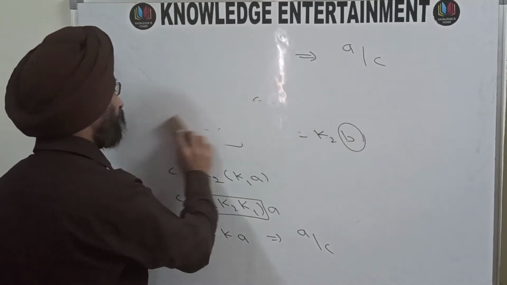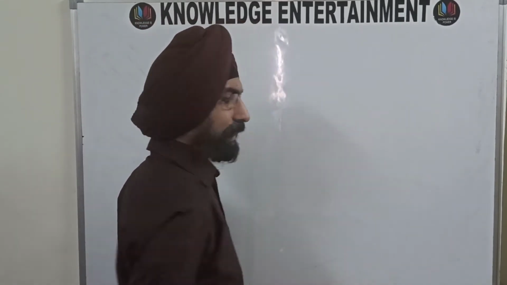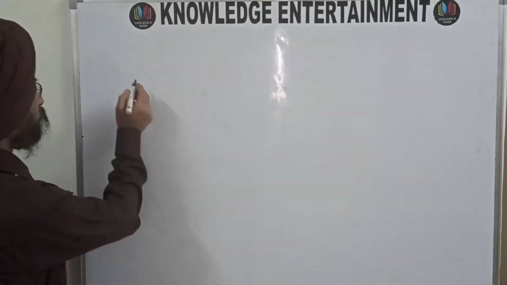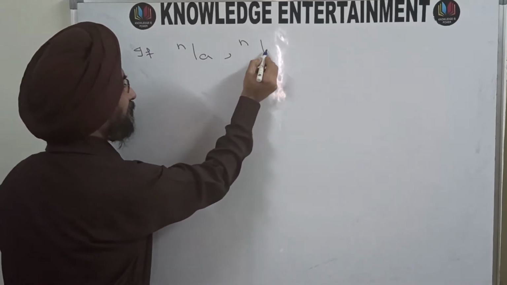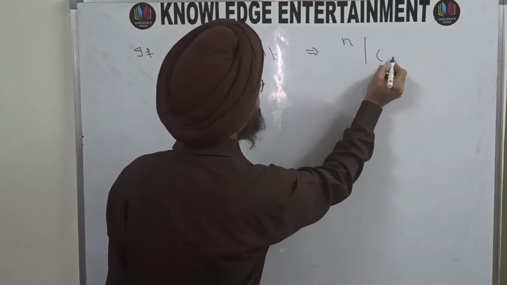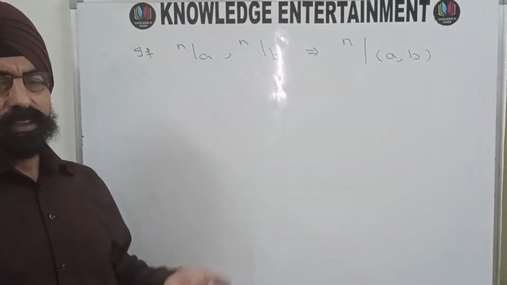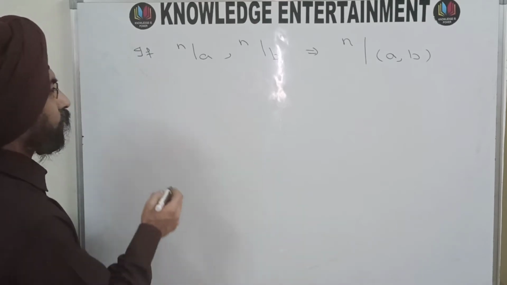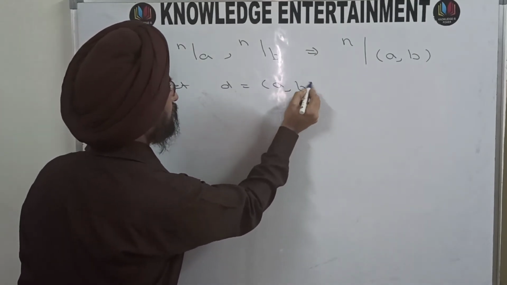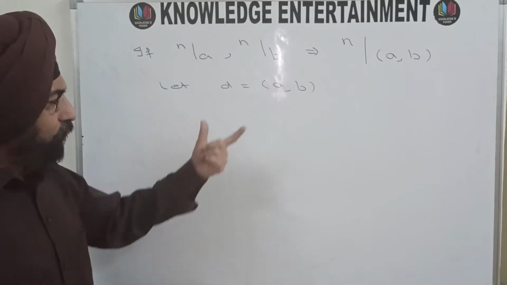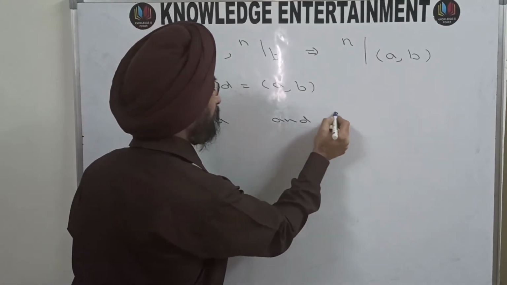Another thing is that if an integer divides two integers, then it also divides their GCD. That means, if n divides A and n divides B, then n also divides GCD of A and B. And the proof is again very easy. Let D be the GCD of A and B, and we know that by the definition of greatest common divisor, D divides A and D divides B.